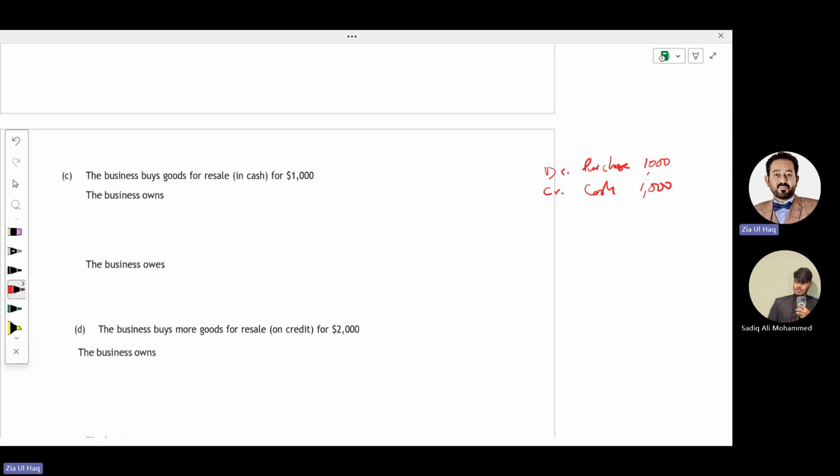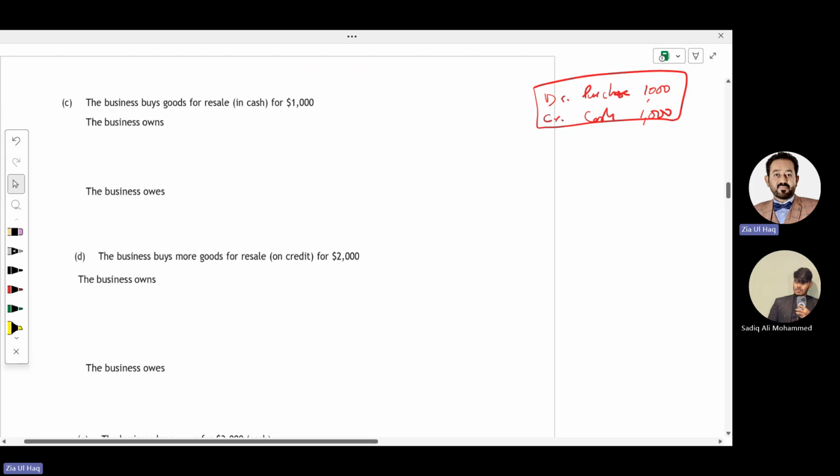If we are selling the goods, we will use the word sale. If we are purchasing furniture or building, we will use the word furniture or building rather than purchases. The word purchases will be used instead of goods, inventory. Is that fine?